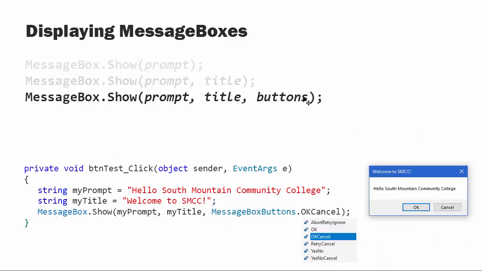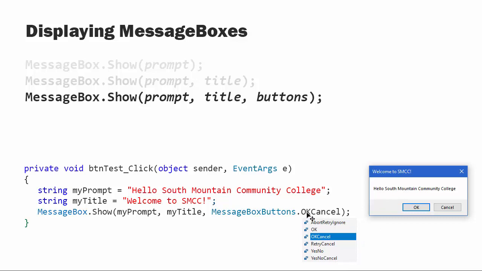A third option is to change the buttons that are displayed. So in our code I have my prompt and my title string. A third item here, separated by a comma from the title, is MessageBoxButtons dot, and when you're typing this in, the IntelliSense is going to give you six different options. These are the choices of buttons you can have. You can only use these groupings of buttons. So I can have abort, retry, and ignore. The OK is the default. I can choose OK cancel, retry cancel, yes no, and yes no cancel.